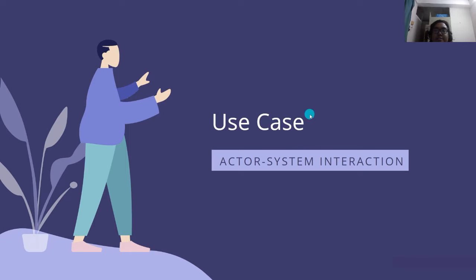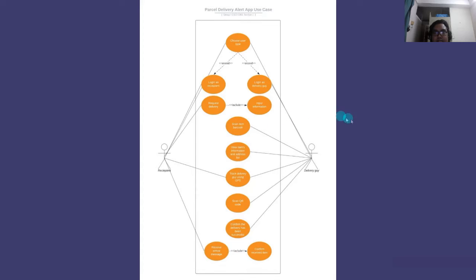Next, we will see the use case. This is the system section for our project. So this is our use case. The recipient and the deliverer choose the card, then log in as recipient or log in as delivery card. The recipient will request delivery, which includes inputting the information needed. And the delivery card will scan the barcode and give the item information from the recipient.